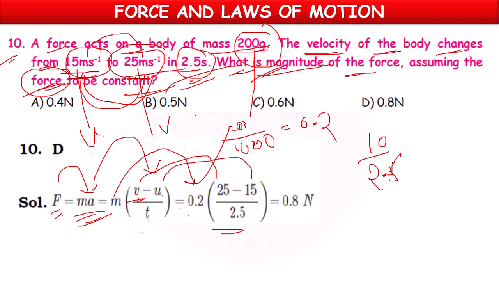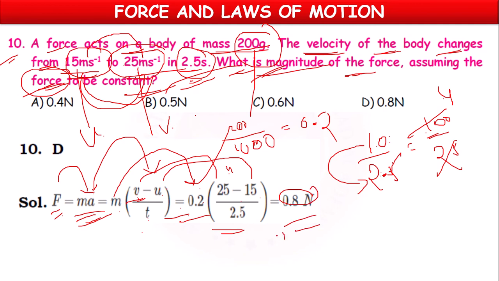10 by 2.5, or we can remove the point, or if you multiply both numerator and denominator by 10, 10 into 10 is 100, 2.5 into 10 is 25, 25 four times is 100. So we will get 4 here. 4 into 0.2 is nothing but 0.8 newtons. So the answer, option D, 0.8 newtons is the correct answer.